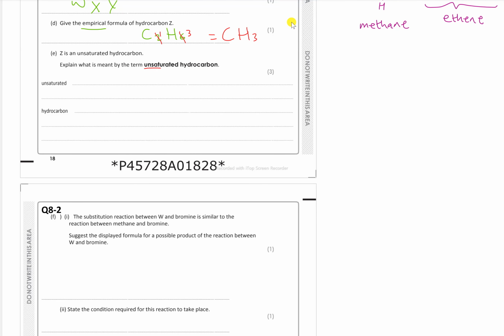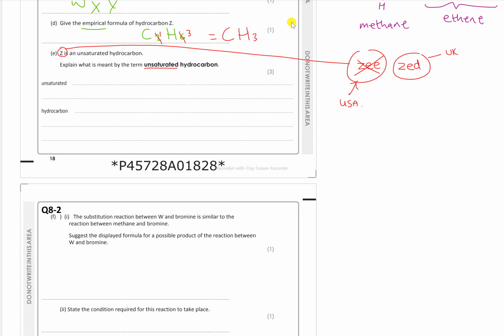Why is it Z? Remember this says Z. It is not Z. No, it is Z. That is United Kingdom. This is our American friends.